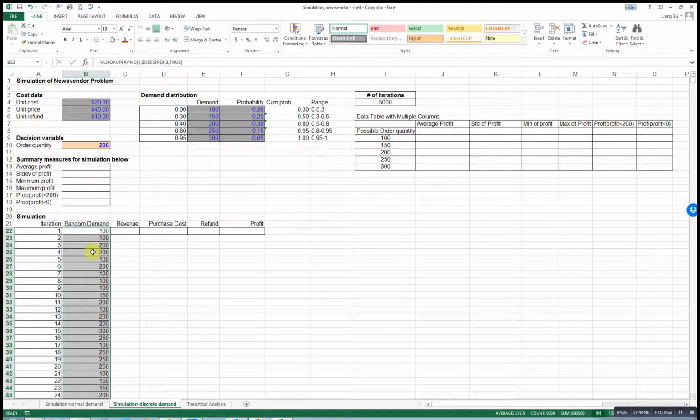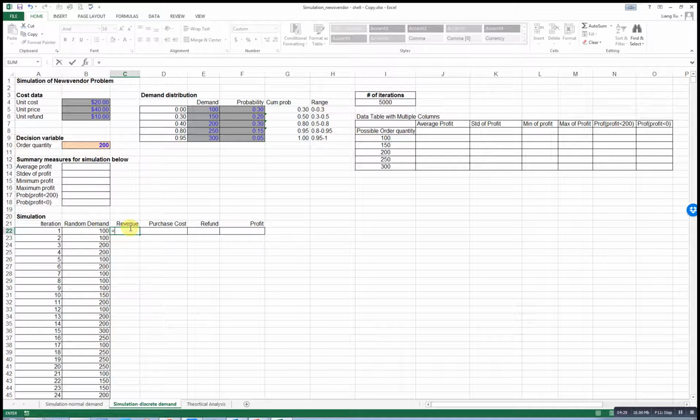Given the demand, we can calculate the revenue, which is the same as the previous one. It's just the price, if you lock this, multiplied by the minimum of your demand and order quantity, because you can only sell how much you have or how much they need of your product. So this is your revenue. Remember to lock the order quantity and the sales price. The purchase cost is just the order quantity, lock it, multiplied by your purchase cost, which is 20.